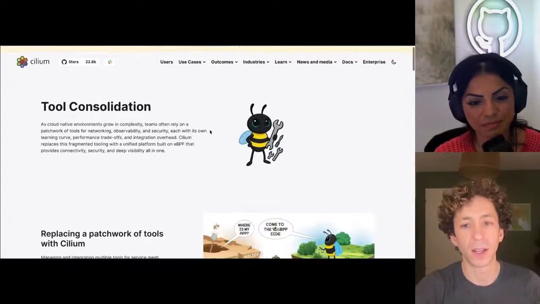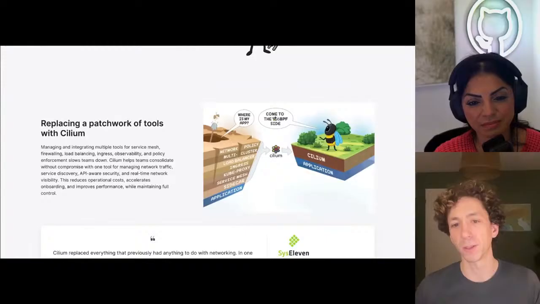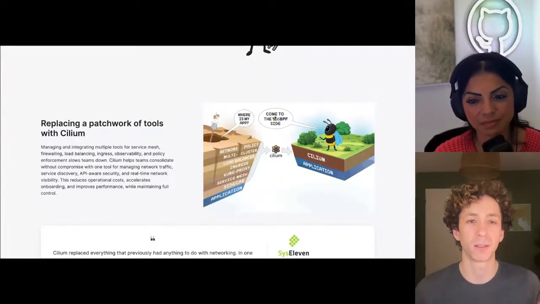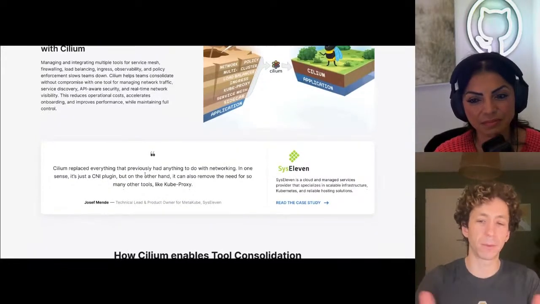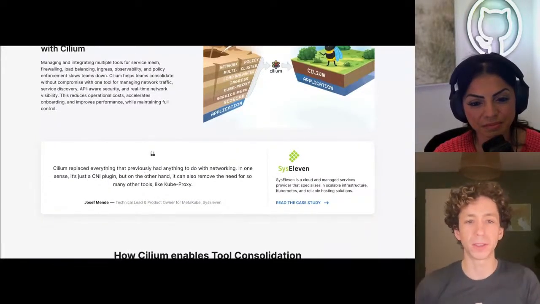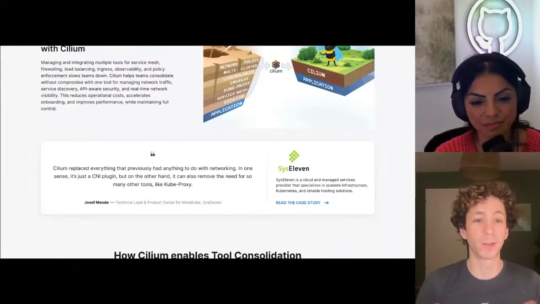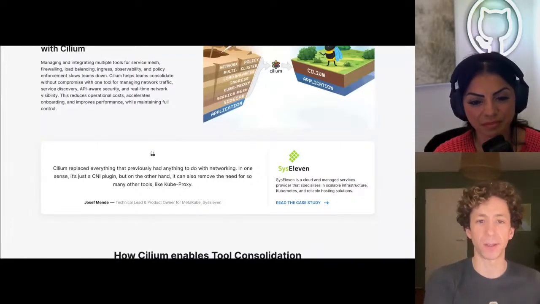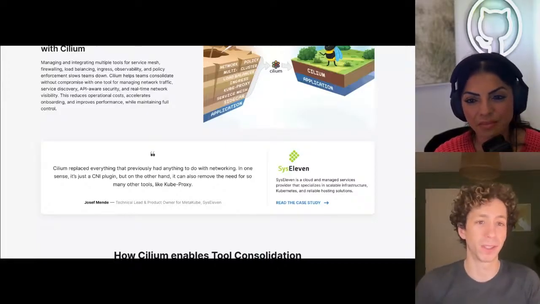We have lots of different things that we can do. How can we worry about network policy, multi-cluster, load balancer, ingress, kube proxy, and simplify that all down? And Cilium does a great job of doing that, so it reduces the complexity for your team. So here's an example from a cloud provider, actually based in Berlin, near me. They replaced everything that had to do with networking. So in one sense, it's just the CNI plugin that I talked about at the beginning, but it removes so many of the tools that we didn't need anymore.